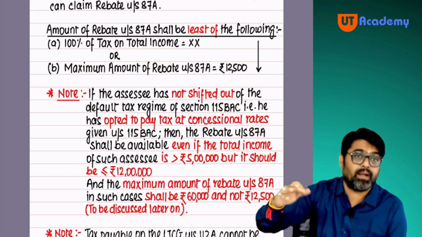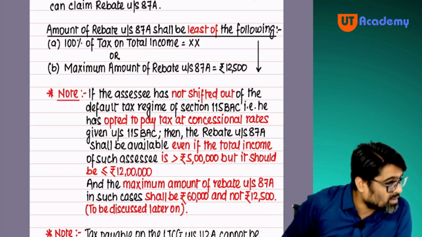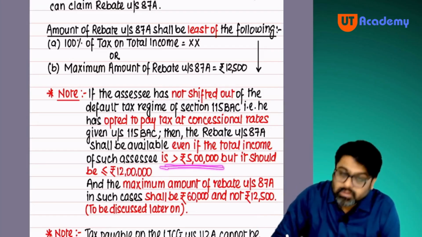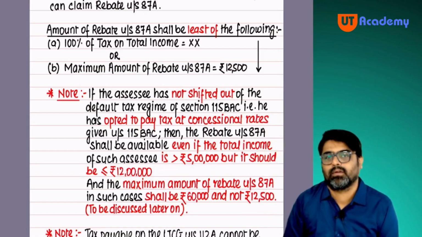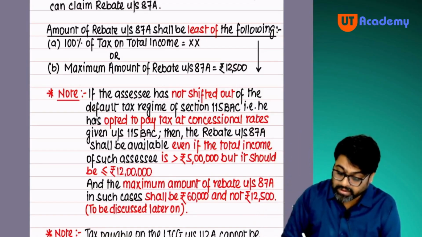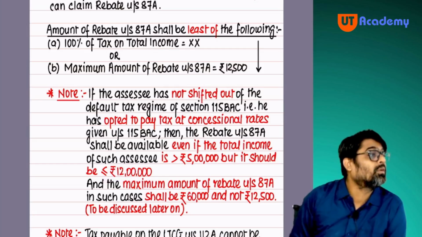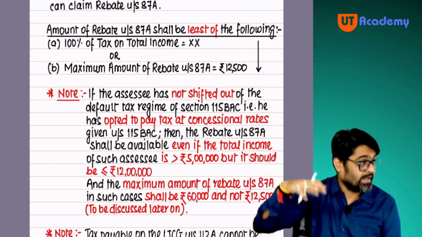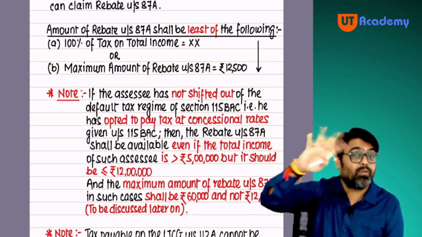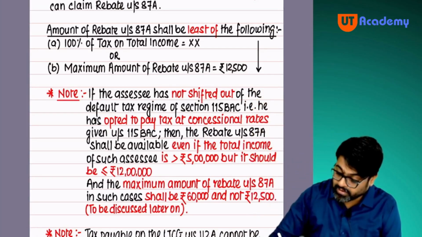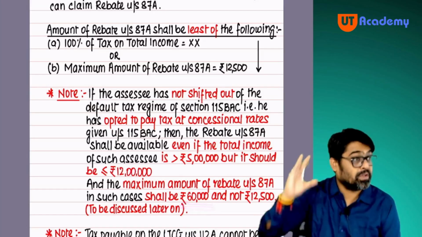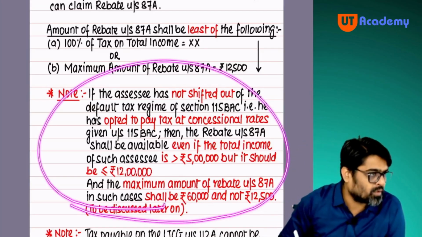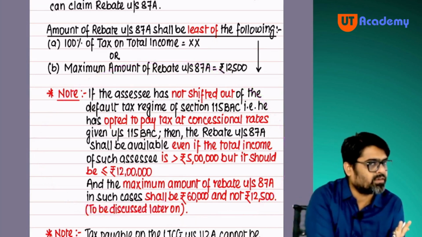Then what is the rebate? How much is the rebate? See, if your total income is more than 5 lakhs, still you are going to get rebate. Up to 12 lakh your total income should be. Up to that, you are going to get rebate under 115BAC. And in that case, the amount of rebate will not be 12,500. The amount of rebate will be 60,000 in that case. Getting my point? So this thing will again come in front of you. Don't worry about that. Even if you don't remember this, don't worry.